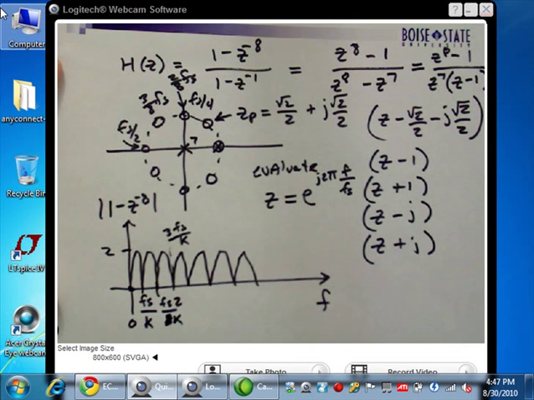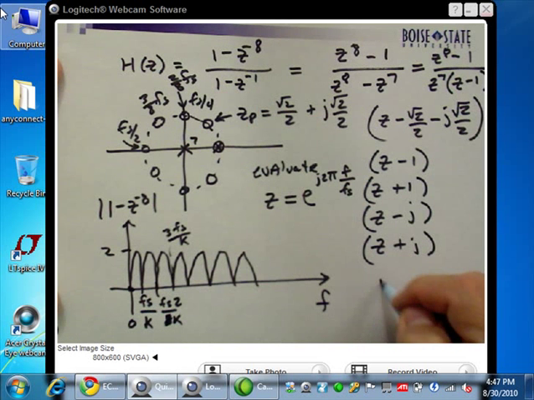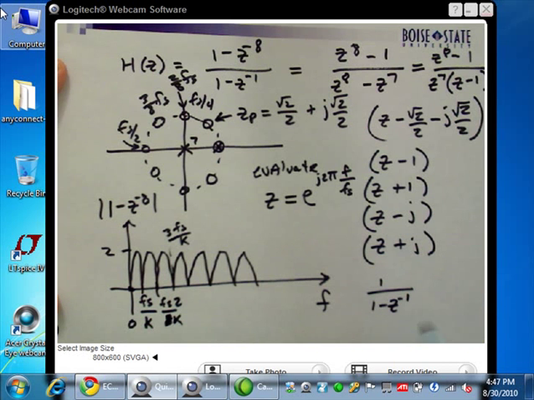Okay, so this by itself, we've already discussed. Now the next filter we'll plot is 1 minus z to the minus 1. What kind of filter is this? Non-delaying integrator, right? So if I plot the frequency response of that one, let's do that next.